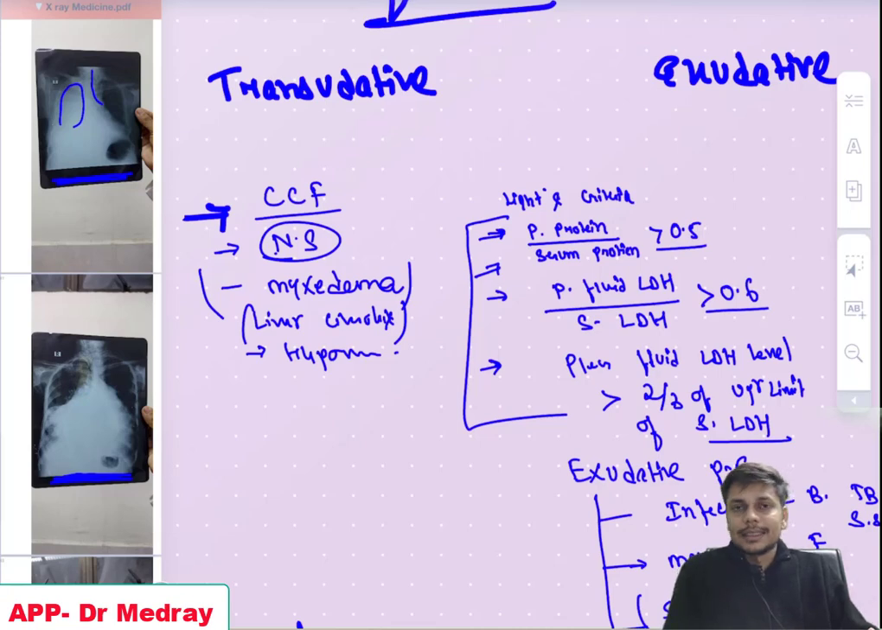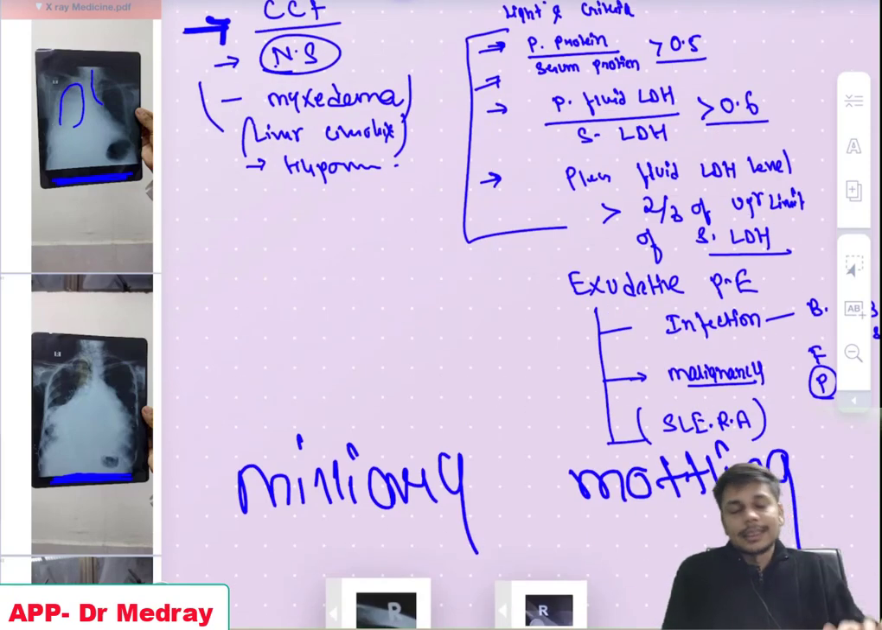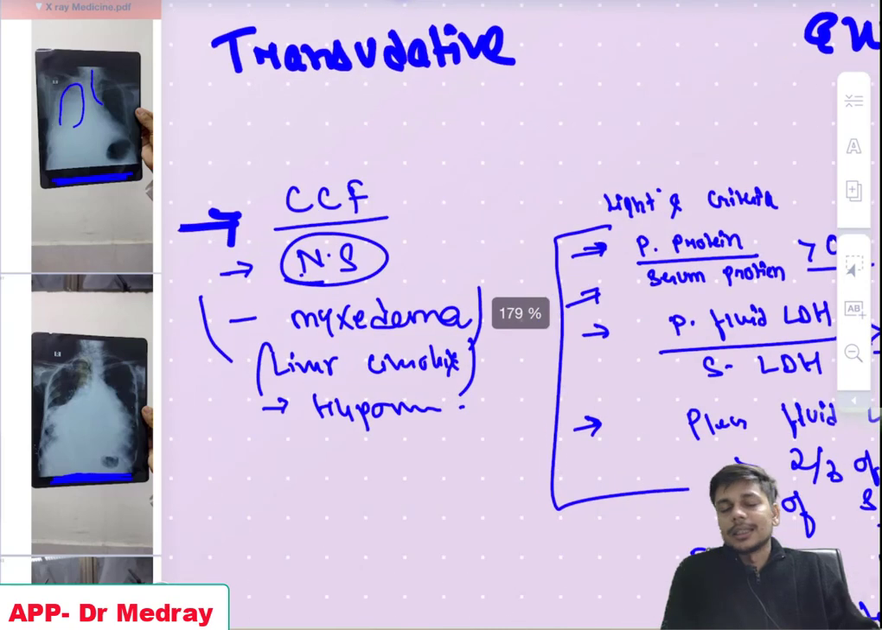The causes of exudative are infection. Exudative means it is a protein rich fluid. Exudative fluid is a protein rich fluid, LDH rich fluid. So the causes of exudative pleural effusion are malignancy, infection, SLE, rheumatoid arthritis and other connective tissue disorder. The causes of transudative pleural effusion are congestive cardiac failure, nephrotic syndrome, liver cirrhosis, myxedema, any cause of hypoproteinemia.